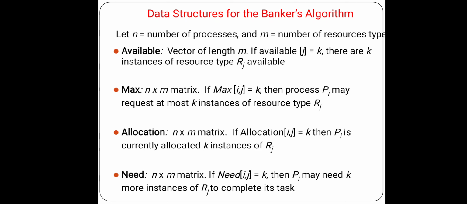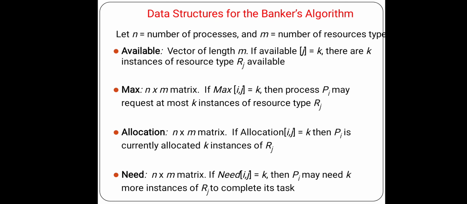Here k represents the number of instances, so k value 3 means 3 printers are available, or 4 scanners are available, 5 memories are available, 6 CPUs are available, like that. K is a number of instances. Here max is a variable, an n into m matrix. If max of i, j is equal to k, then the process Pi may request at most k instances of resource type Rj, right.